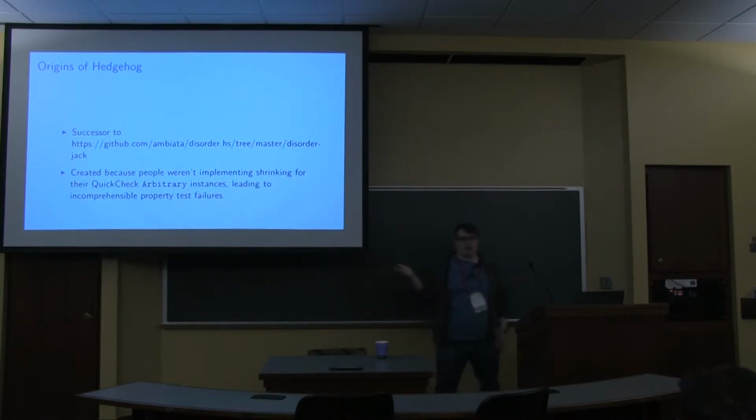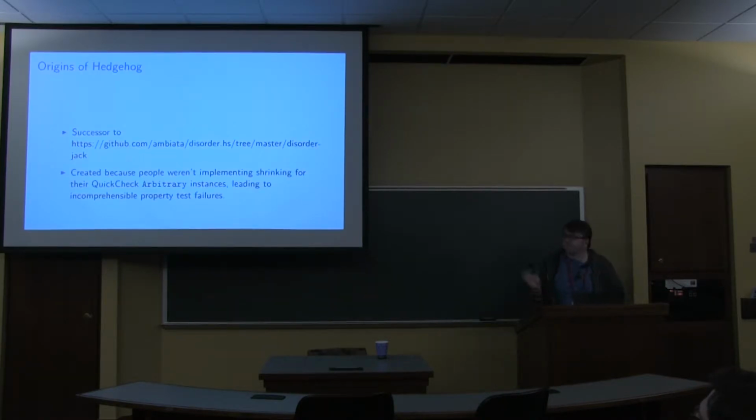Coworkers weren't writing Arbitrary instances that had shrink functions. The default implementation for shrink is to return an empty list, which means you're not shrinking. So what's the problem with that? Who here knows what shrinking is and what it's for? All right, we're going to need to explain that.